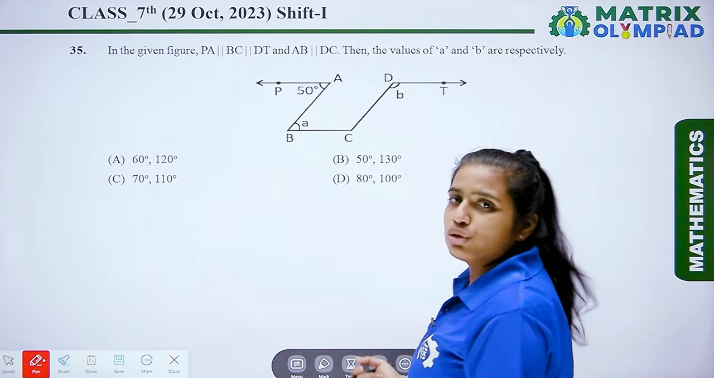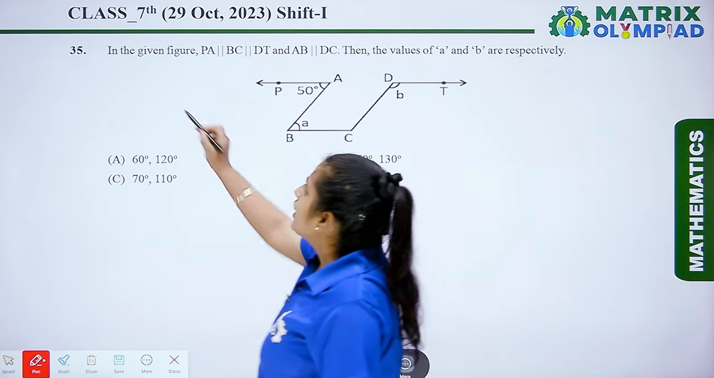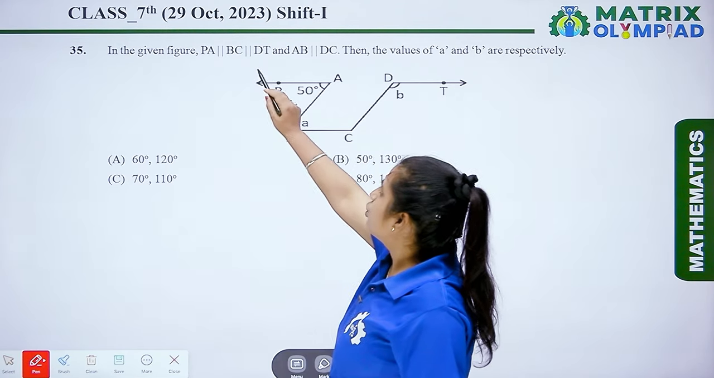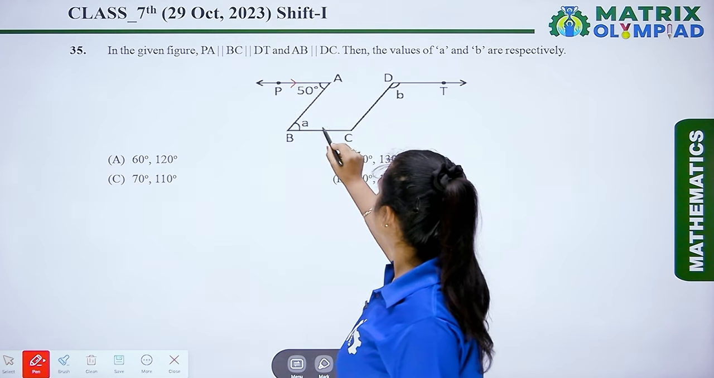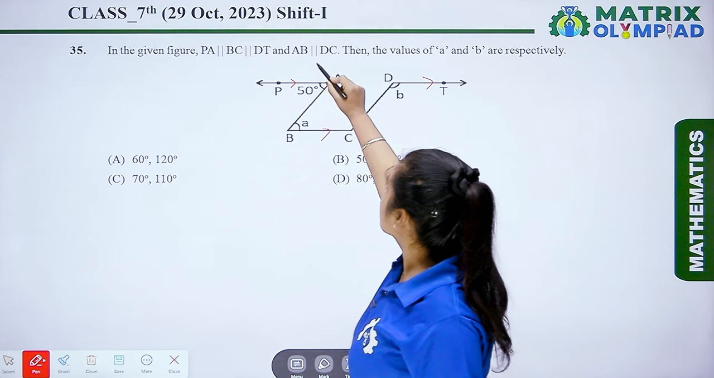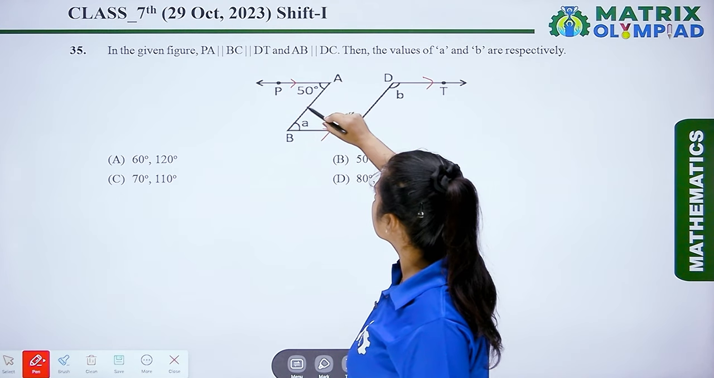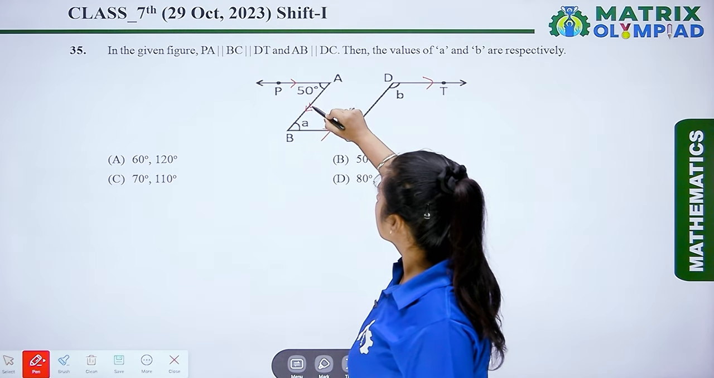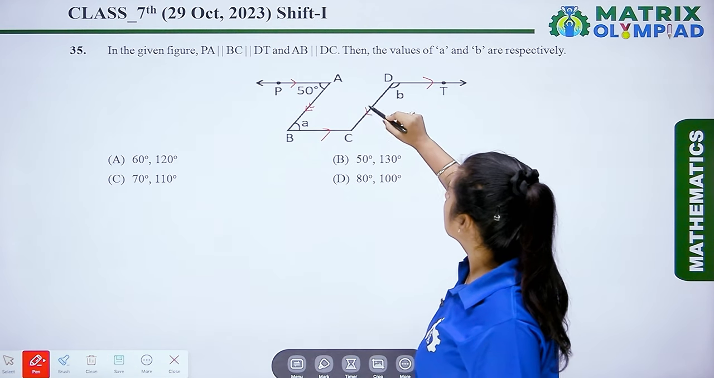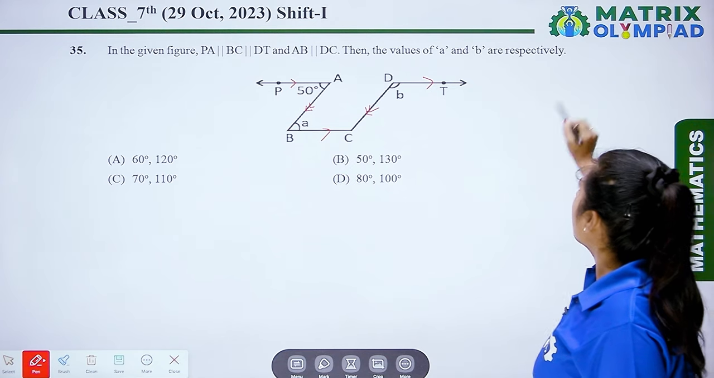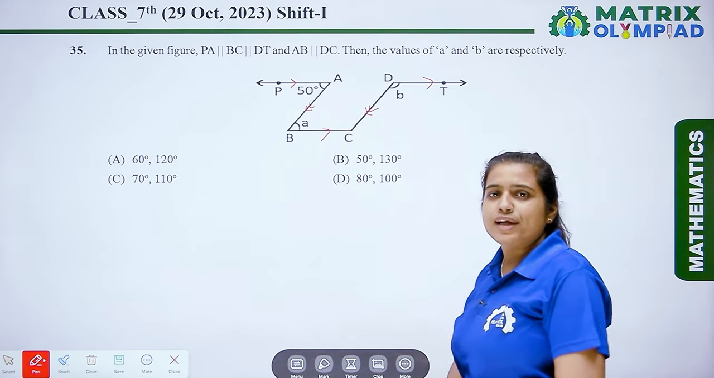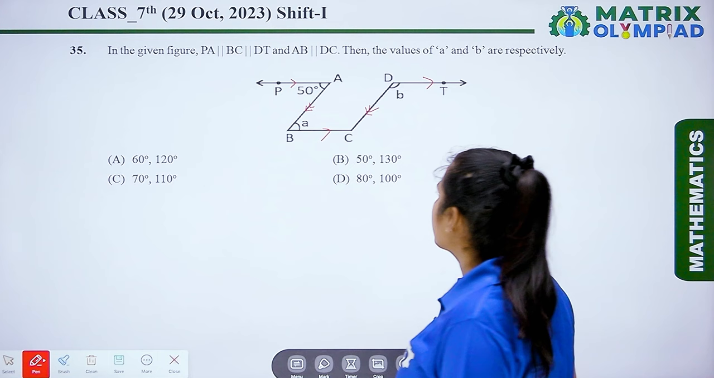Here in the next question, question number 35. In the given figure, PA is parallel to BC parallel to DT and AB parallel to DC. Then the values of A and B are. Now, what we have to find out? We have to find out the value of A and B.